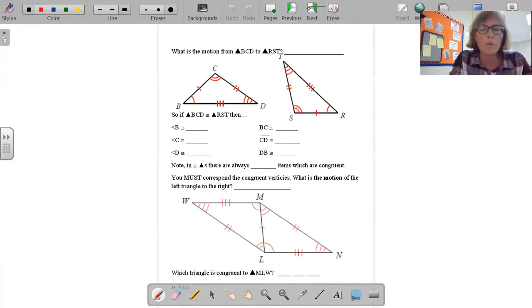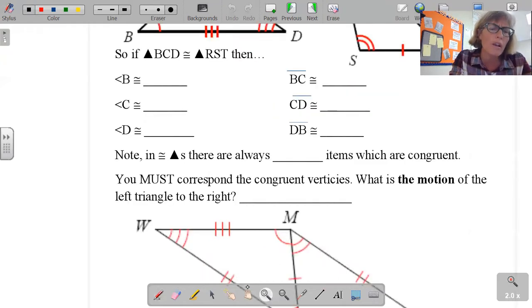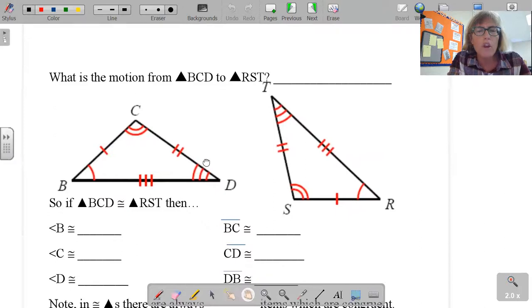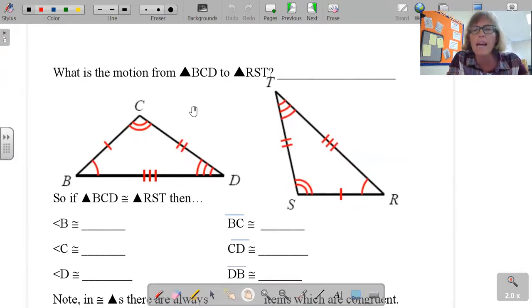Okay, now that you have those 3 motions, how are they related to triangles? Because everything we do in this unit is relating to triangles. So I want you to look at the triangle from the left to the right. And first, you're going to identify what the motion is from left to right. 10 seconds, write it down.